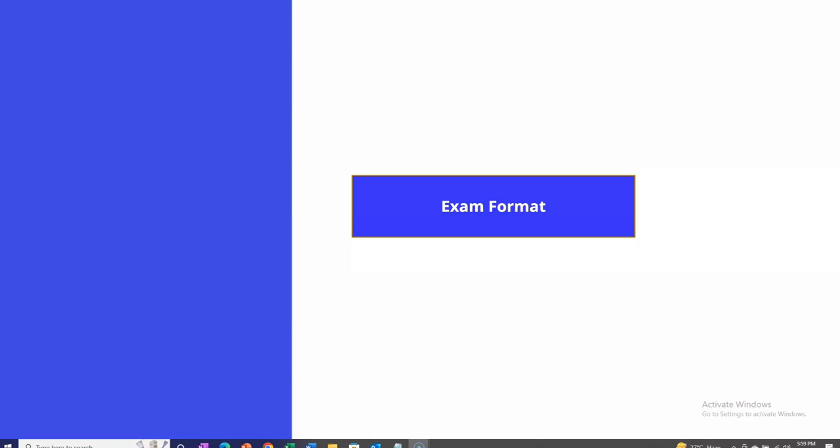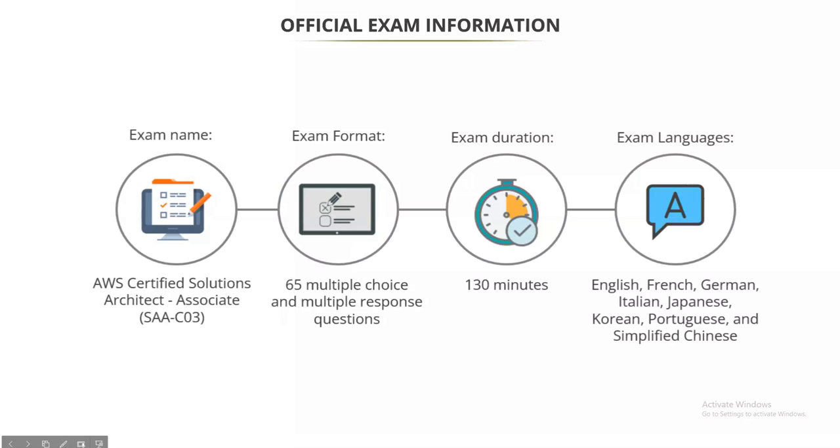Let's look into the exam format of AWS Solutions Architect Associate. The official exam information: exam name, AWS Certified Solutions Architect Associate, SAA-C03. So this has been changed. Earlier it was SAA-C02. Now recently AWS has introduced a new version. In the exam format, you would get around 65 multiple choice questions and multiple response questions as well. The exam duration is going to be around 130 minutes. For the exam language, you can choose English, French, German, Italian, Japanese, Korean, Portuguese, and simplified Chinese.